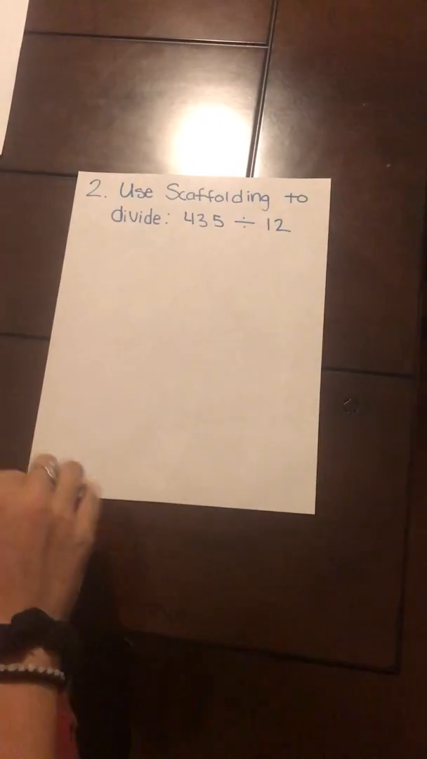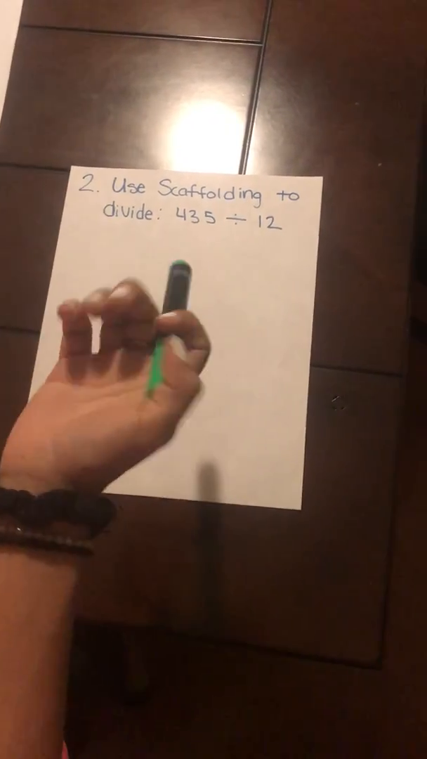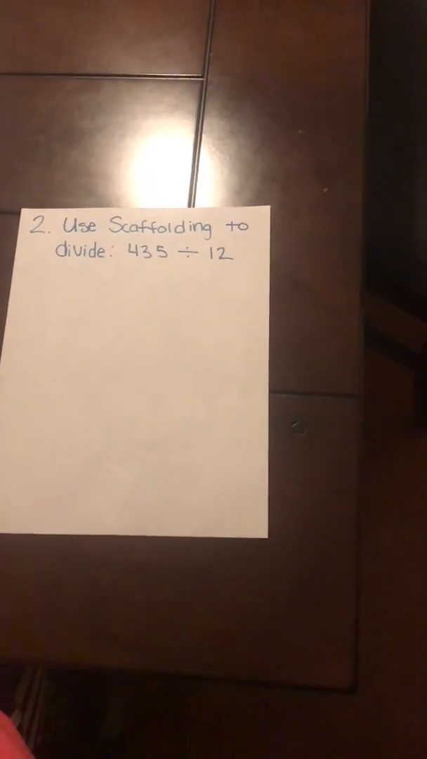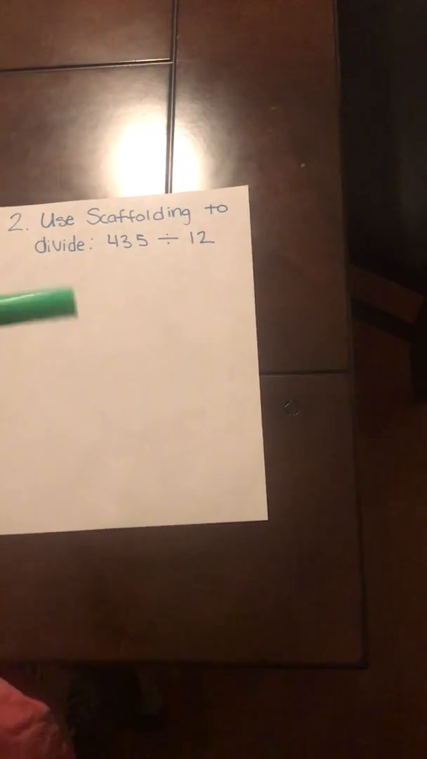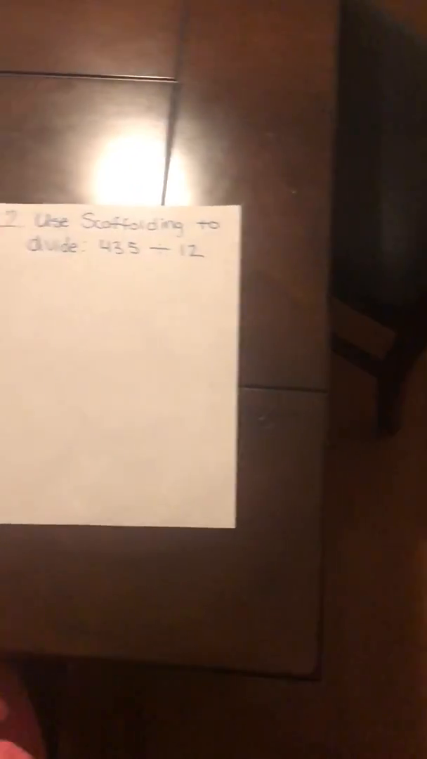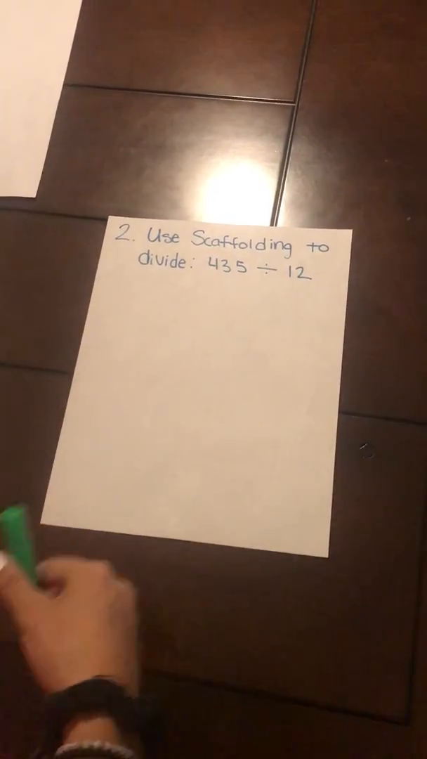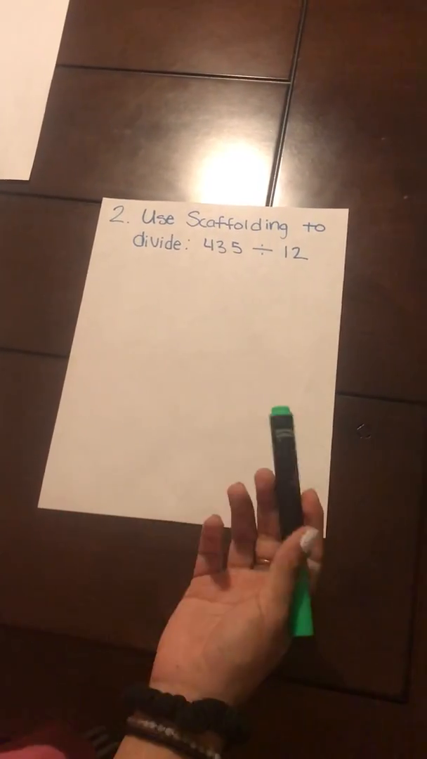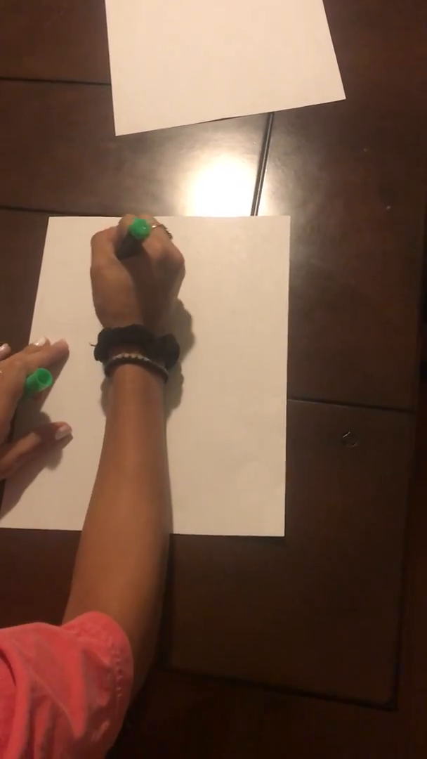Okay, so today we're going to be learning how to use the scaffolding method to divide 435 by 12. So the scaffolding method is basically another way of doing long division. It develops your ability to use guess, check, revise, and reinforces your usage of multiplication skills. So first we're just going to write the problem out.